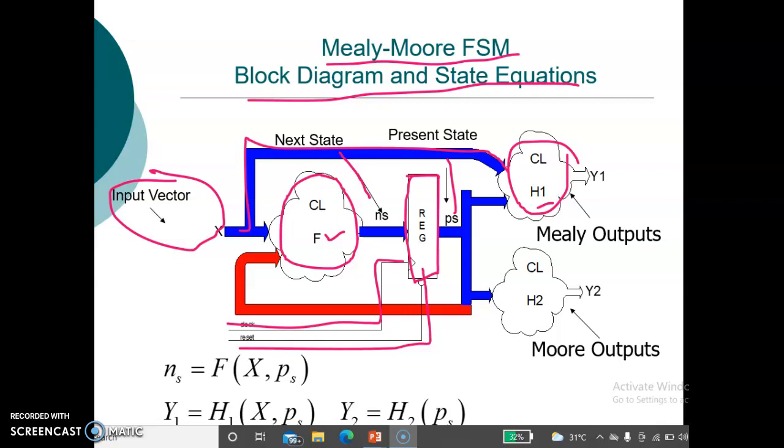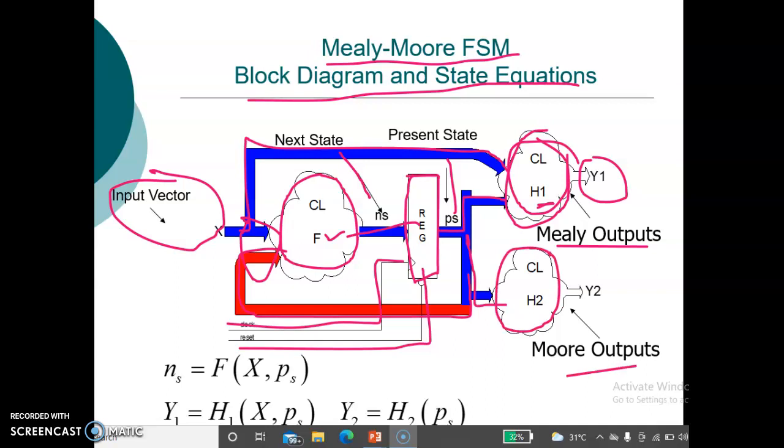So from function F with the X and the feedback, that is PS, going to the register. Then after the register it goes to H1 and H2 combinational circuits. From here this feedback is there. This is the combinational circuit H1, that is the Mealy outputs, here Y1. This is the Moore outputs. The Moore outputs, this is also a combinational circuit H2, Y2 output vector, Y1 output vector. But here this is the Mealy outputs. This is the Moore outputs.